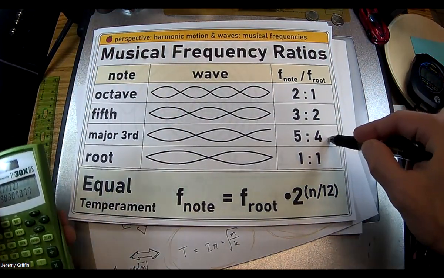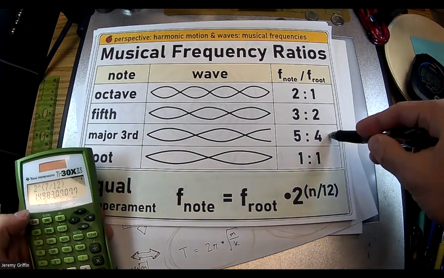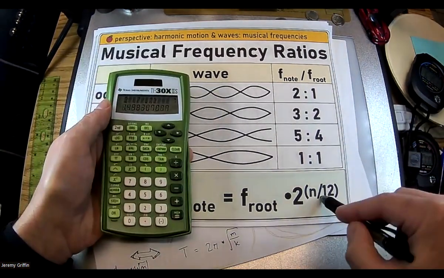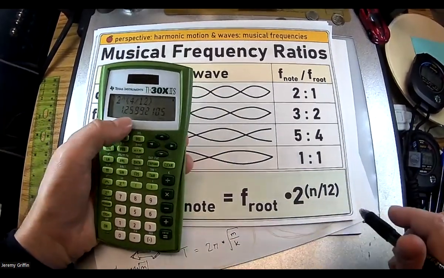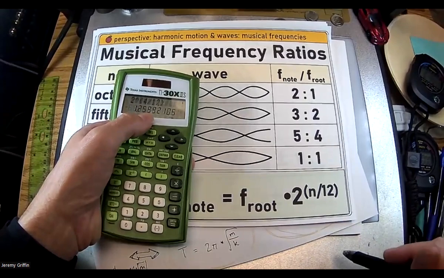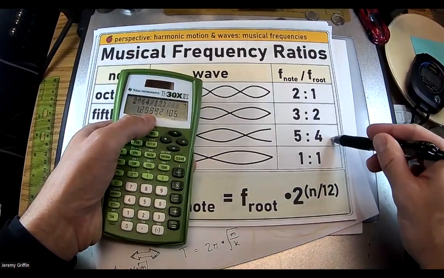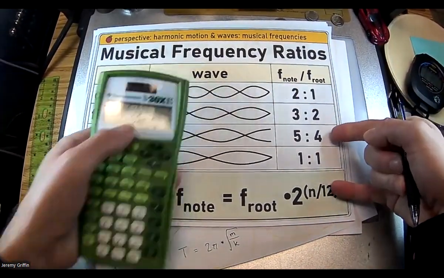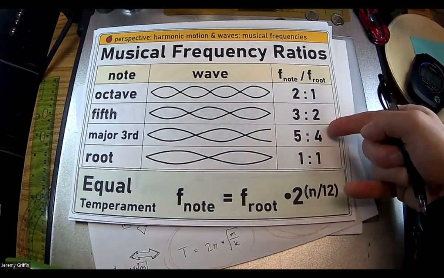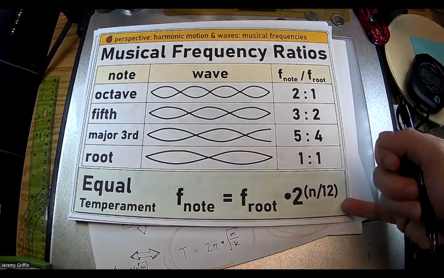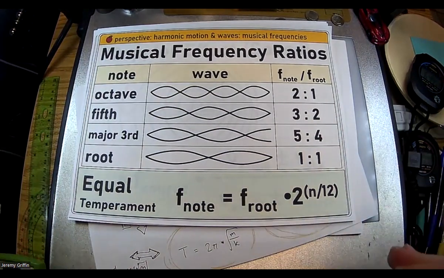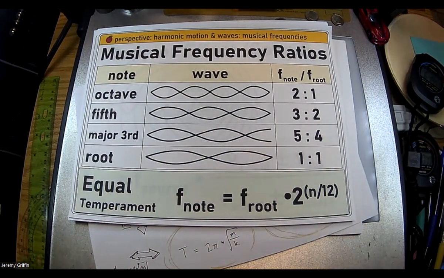But what about something like the major third? It says 5 to 4 ratio. That's like 1.25. What does this say? That's 4 half steps up. So if I put in 4 out of 12 for that power, that's 1.2599. It's like 1.26. Okay, that's off a little bit. Your ear might actually be able to distinguish between this major third and this major third. It's two different definitions, right? So with equal temperament, the disadvantage is that there is no unique sound for each key.